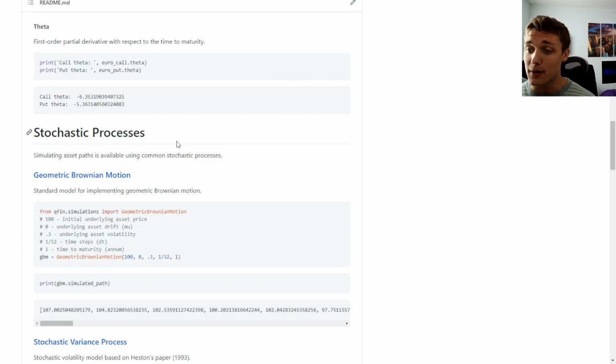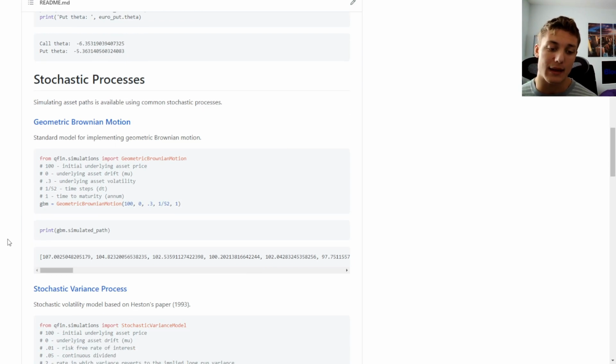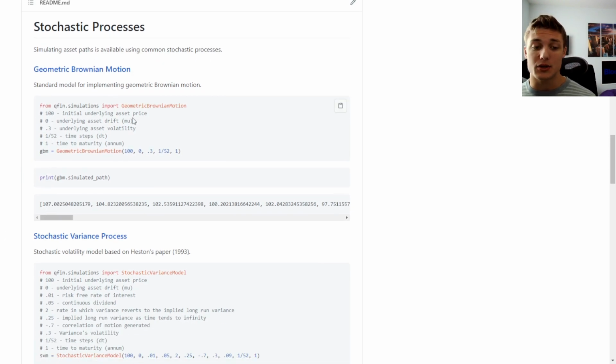Now, as far as stochastic processes go, I also offer two stochastic processes with more to come. I'm working on an extension of the stochastic volatility model, and I'm going to be working on the Bates and Merton models, which are essentially more complicated stochastic volatility models. So for now, we have geometric Brownian motion and a stochastic variance process offered by Heston in 1993.